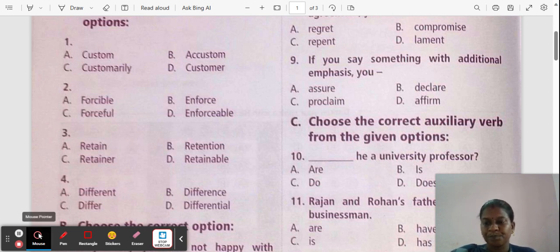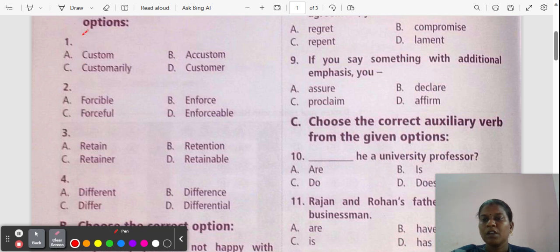First question. We have four options. Option A, custom. Option B, accustomed. Option C, customarily. Option D, customer. The meaning of custom is something a person does regularly. Option B is to make someone familiar with new conditions.